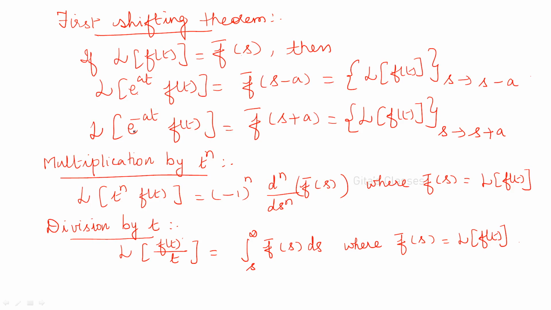And multiplication by t^n. Always remember, multiplication is always connected with differentiation and division with integration. So if the function is multiplied by t^n, without t^n you find the Laplace transform and differentiate n times with respect to s, and multiply by (-1)^n.